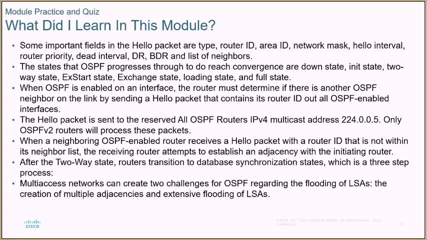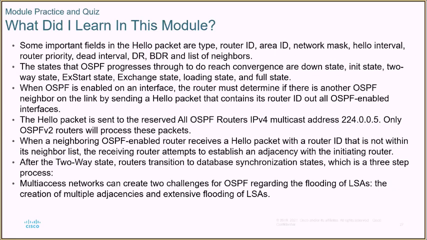When OSPF is enabled on an interface, the router must determine if there is another OSPF neighbor on the link by sending a hello packet that contains its router ID out all OSPF enabled interfaces. The hello packet is sent to the reserved all OSPF routers multicast address of 224.0.0.5. Only OSPFv2 routers will process these packets. When a neighbouring OSPF-enabled router receives a hello packet with a router ID that is not within its neighbour list, the receiving router attempts to establish an adjacency with that initiating router. After a two-way state, routers transition to database synchronization states, which is a three-step process.